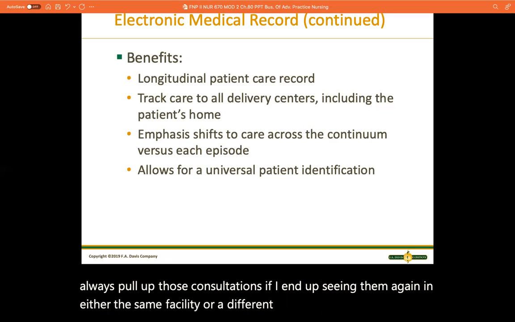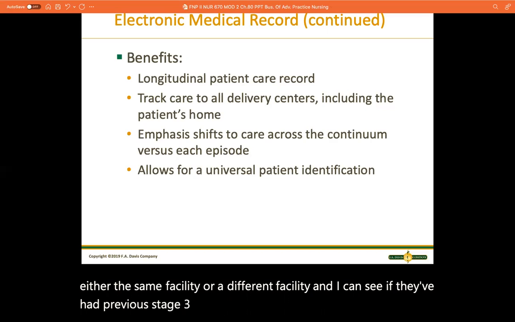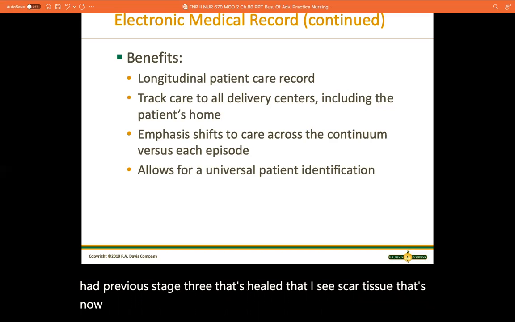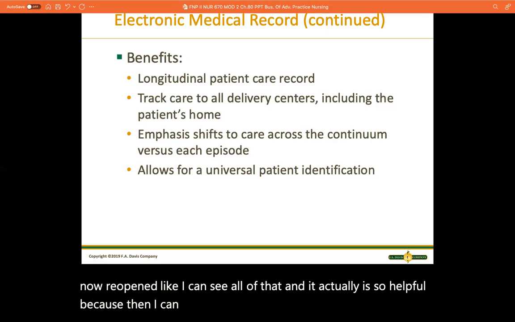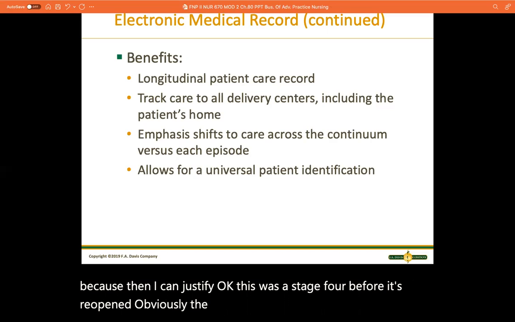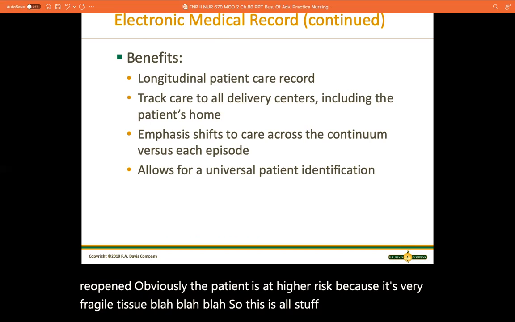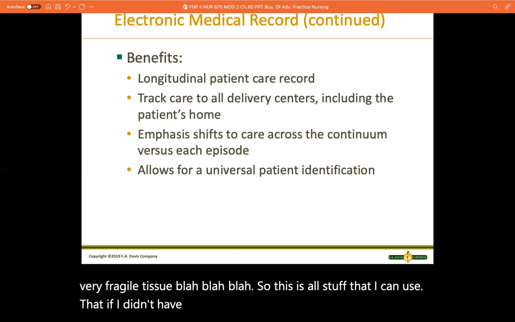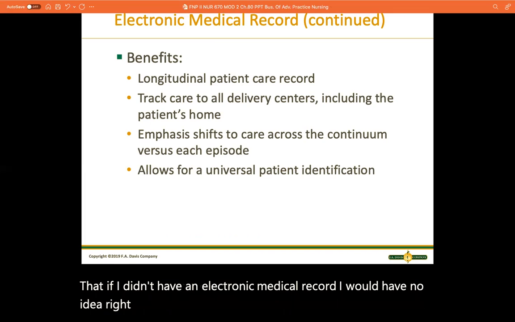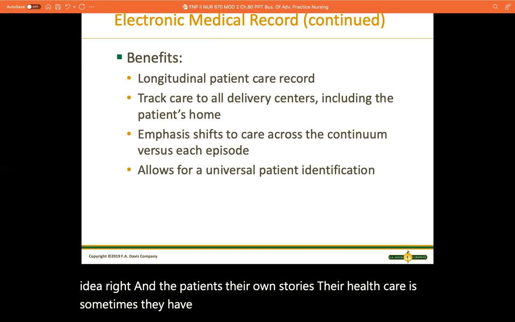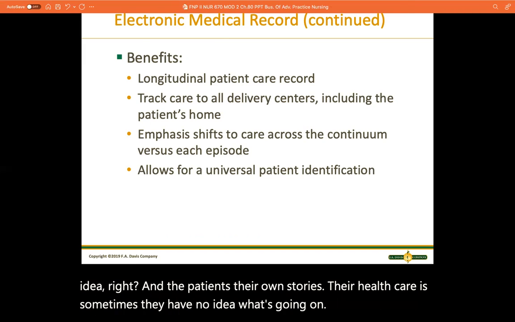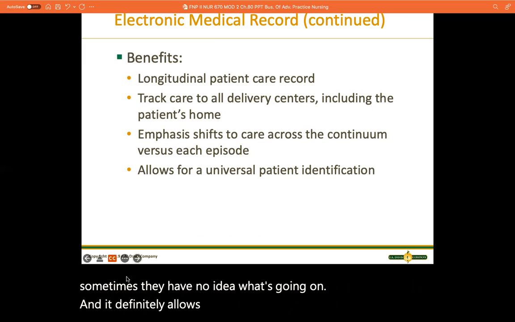And I can see if they've had a previous stage 3 that's healed, that I see scar tissue that's now reopened. I can see all of that. And it actually is so helpful because then I can justify, okay, this was a stage 4 before, it's reopened. Obviously the patient is at higher risk because it's very fragile tissue. So this is all stuff that, if I didn't have an electronic medical record, I would have no idea, right? And the patients themselves, their own stories about their healthcare, sometimes they have no idea what's going on. And it definitely allows for universal patient identification, of course.